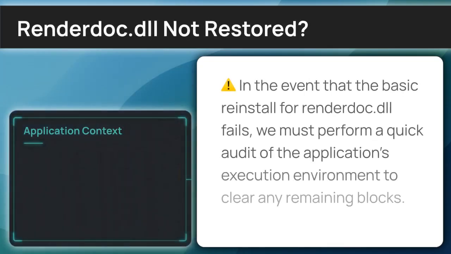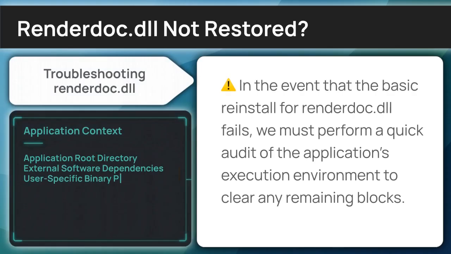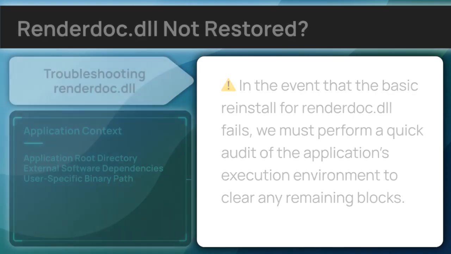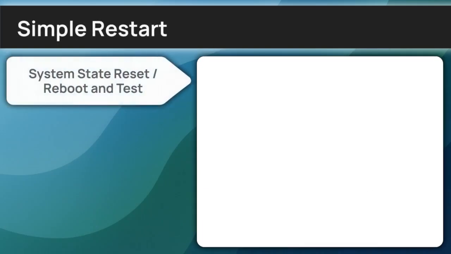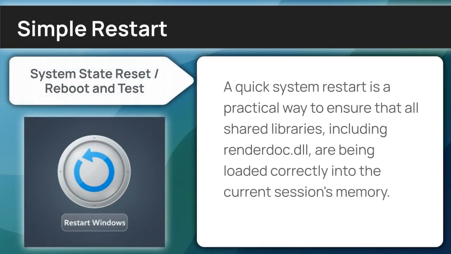When a standard software refresh isn't enough, we need to bypass the automated installers and look at manual system state resets. A simple restart can resolve file-in-use errors that mimic a missing RenderDoc debugger module message. It's a low-effort step that ensures your operating system starts with a clean execution stack.